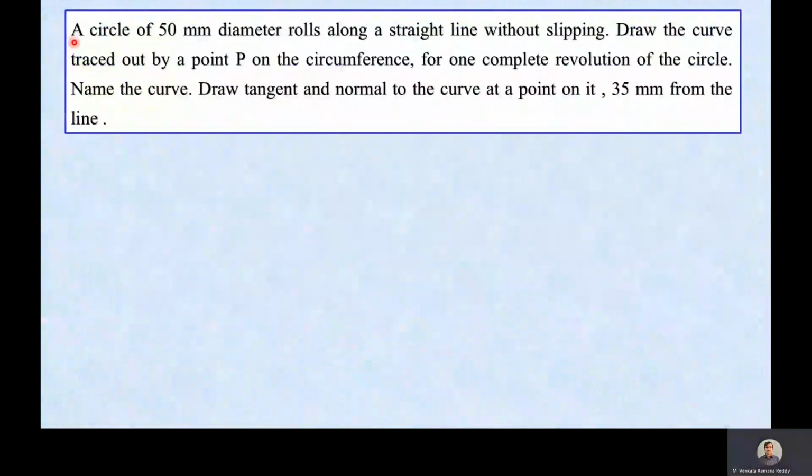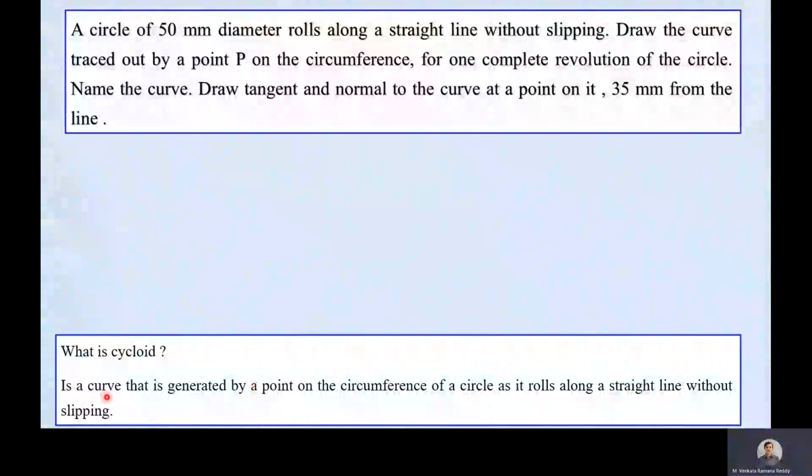In the problem, it is mentioned that a circle of 50 mm diameter rolls along a straight line without slipping. Draw the curve traced out by a point P on the circumference for one complete revolution of the circle. Name the curve. This curve is a cycloidal curve. Now we'll recollect the cycloid definition: it is a curve that is generated by a point on the circumference of a circle as it rolls along a straight line without slipping. So the name of the curve is cycloidal curve.